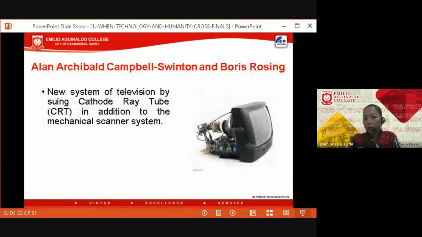Now, si Alan Archibald Campbell Swinton and Boris Rosing naman improved the already existing technology on television. So what they used here was the CRT, or the cathode ray tube. Okay, so ito yan. Yeah, cathode ray tube. Kaya the older TVs, the older versions of TVs have a bulky back part, yung likod niya. Okay? And this was in addition to a mechanical camera system.